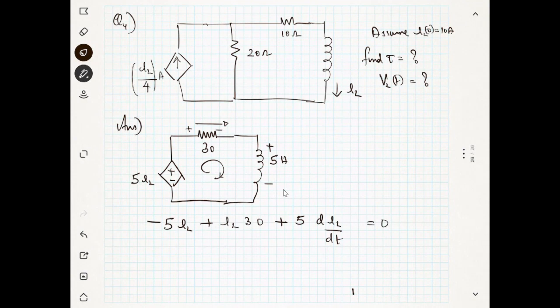I hope it is clear to you, right? So I can simplify this equation. After some rearrangement, I can write it like this. Do you agree with me? dIL of t.